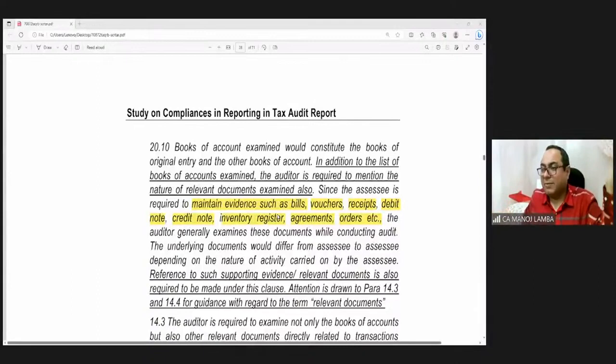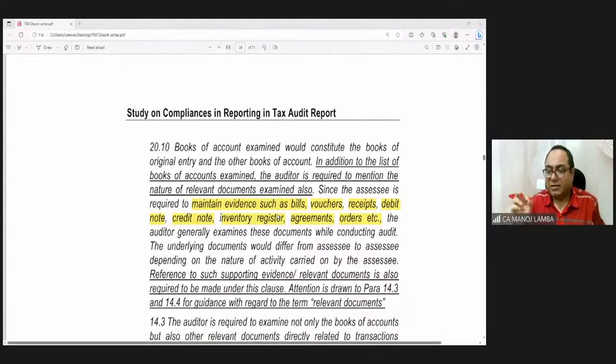Here you have to mention bills, vouchers, receipts, debit notes, credit notes, inventory register, agreements, orders, etc. The auditor examines these documents while conducting the audit. The underlying documents would differ from assessee to assessee, business to business, client to client, depending upon the nature of activity carried on by the assessee. Reference to such supporting and relevant documents is also required to be made under this clause.